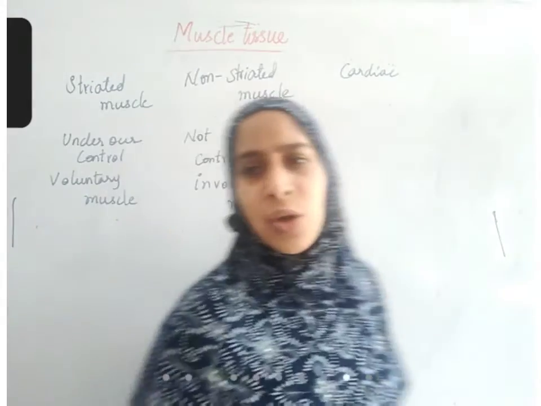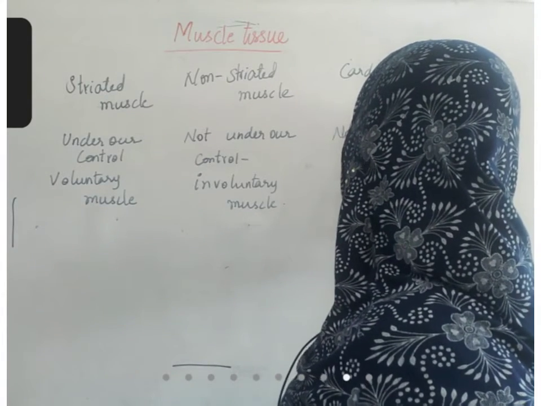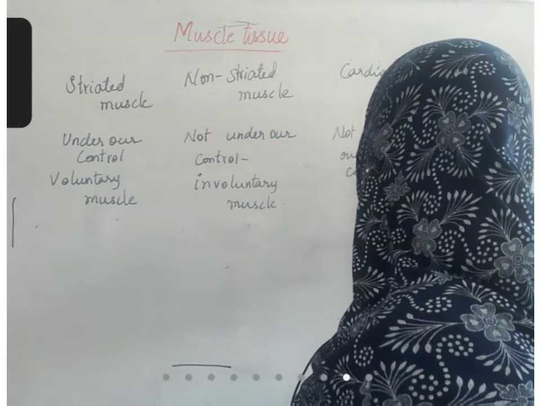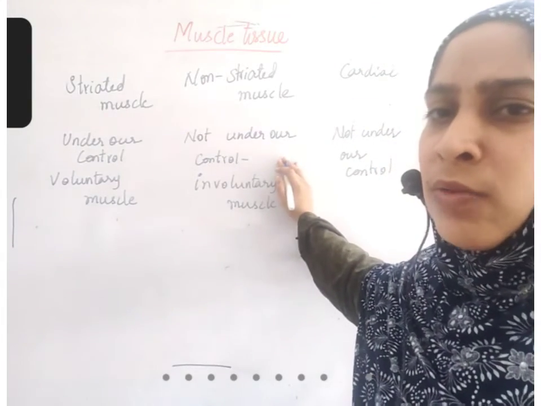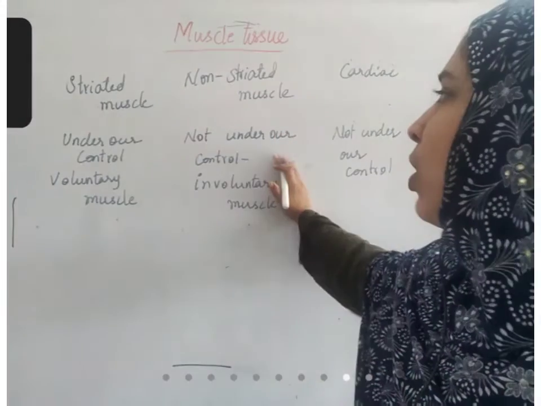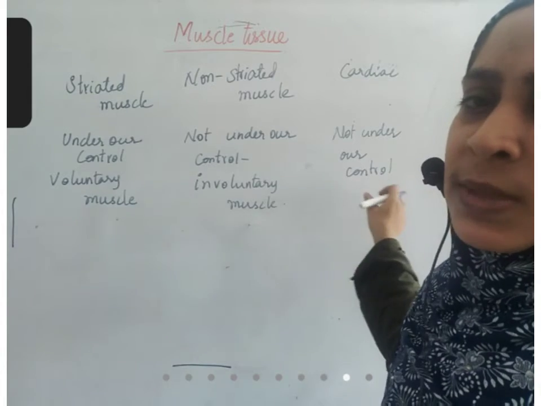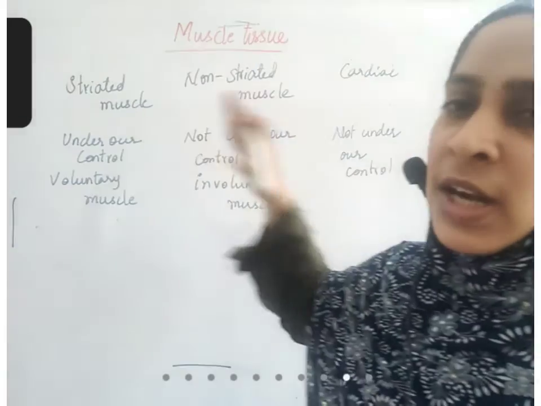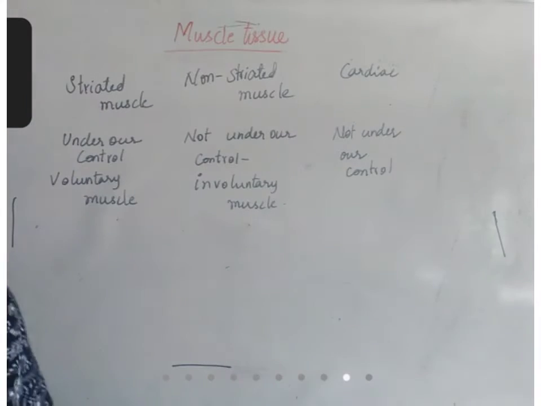Cardiac muscle is also not under our control, but we do not call it involuntary muscle. Why? Because it has some differences from involuntary muscles. Involuntary muscle is not branched, but cardiac muscle is branched. Involuntary muscles do not have striations, but cardiac muscle has striations. So this muscle is in a separate section because it has some properties of striated muscle, some properties of non-striated muscle, and some properties unique to itself.